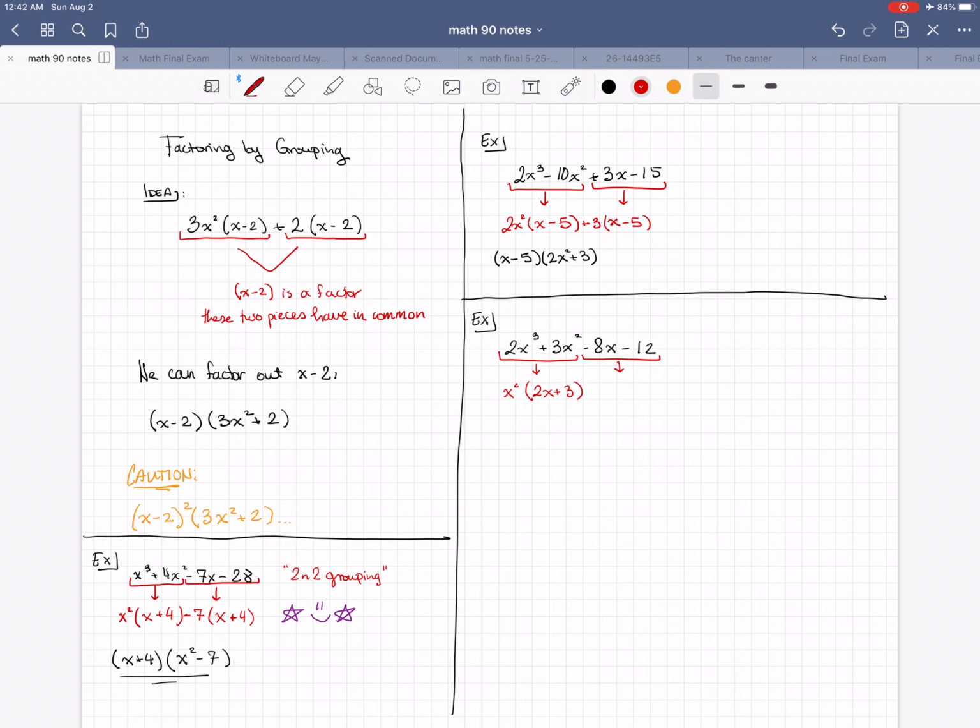Now here, we have minus 8x minus 12. And the 8 and the 12 are both divisible by 4. So we're going to factor out negative 4. So what that leaves us with is negative 4 times positive 2x would give us negative 8x. And negative 4 times positive 3 would give us negative 12. So again, ding, ding, ding, successful grouping. This is fantastic. So at this point, we see that both of the groups have a 2x plus 3 in them. So we can factor it out.